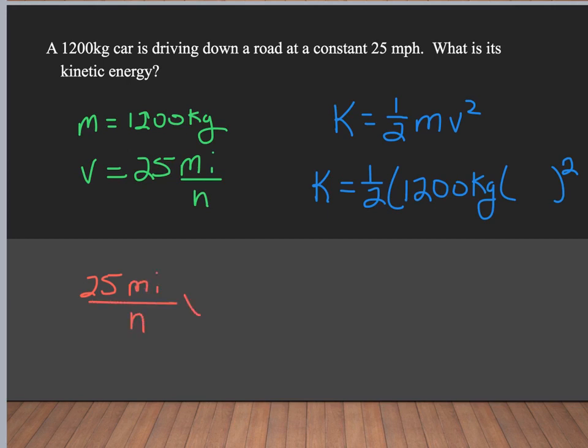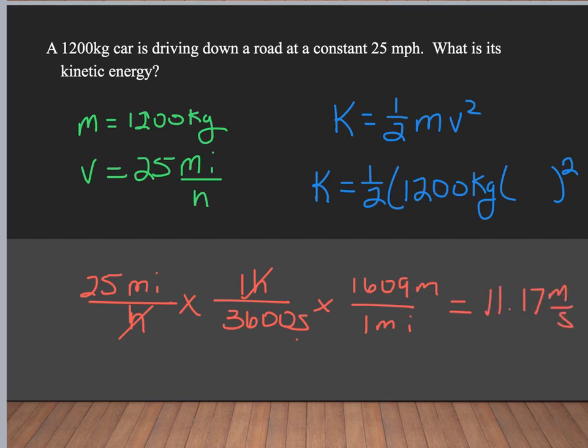How do I cancel out the hours? Make sure that the hours goes on top so they cancel, and we'll get miles per second. We have to cancel out the miles, so miles has to go on the bottom. And you probably don't know this conversion, but it is 1,609 meters in 1 mile. Somebody do that, and what is that answer? 11.17. All right, so again, we need our standard units.